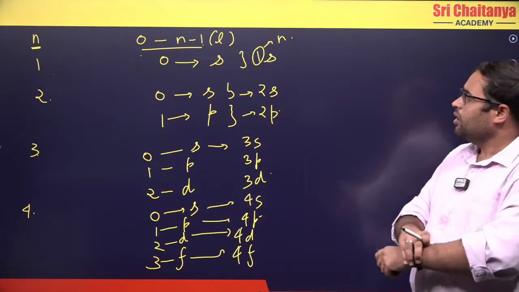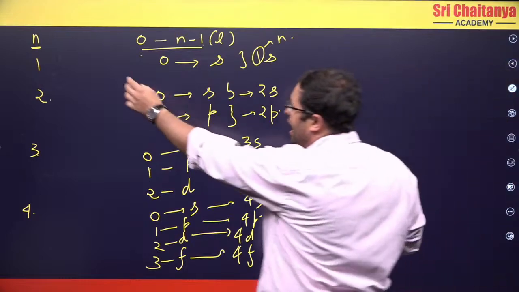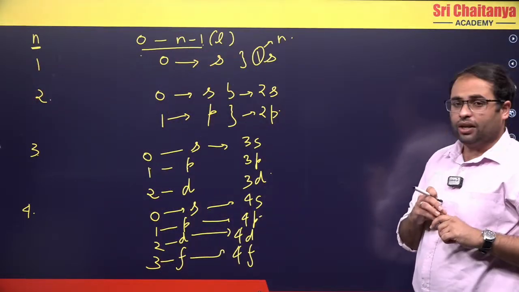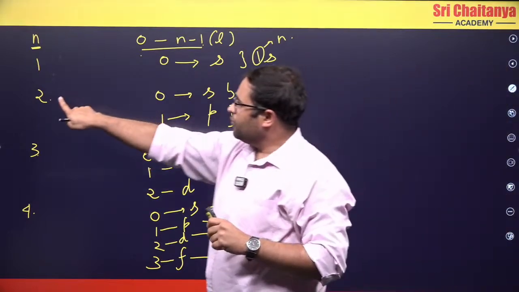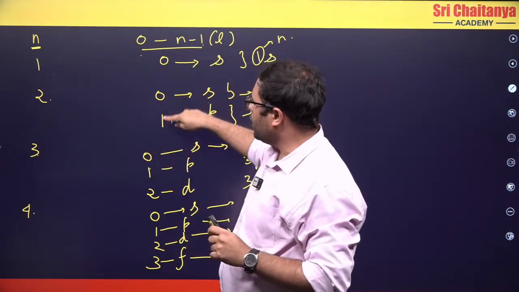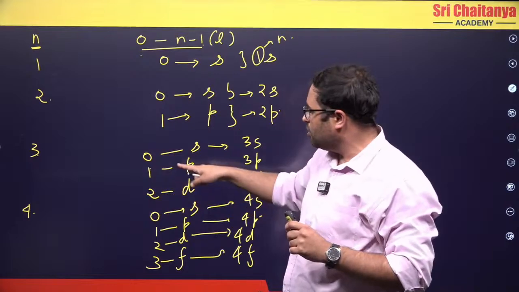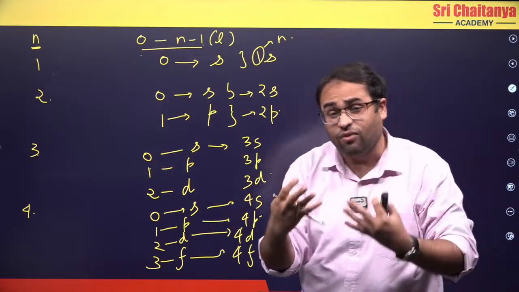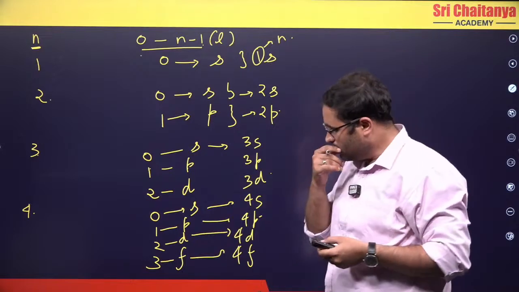Right? So tell me, if n has a particular value, how many L's are you getting? If n is 2, how many L's are you getting? 1, 2. If n is 3, how many L's are you getting? 1, 2, 3. So right, there are n values of L.